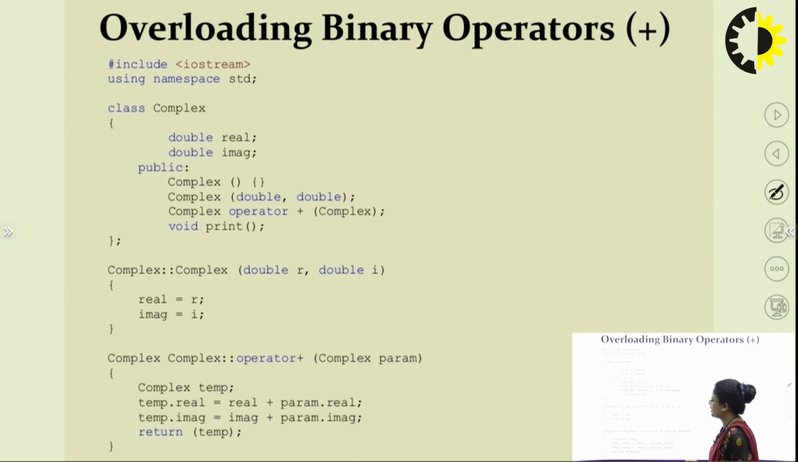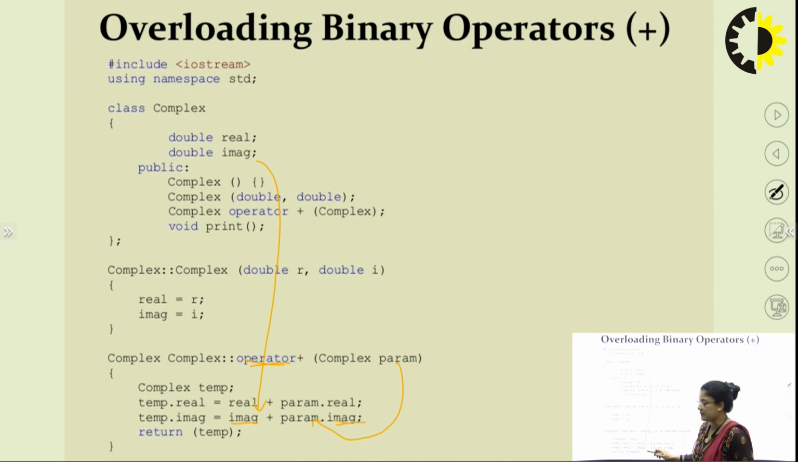The same thing happens with the imaginary part. We take the imaginary part of the class on which this operator is a member function. We also take the imaginary part of the object which is being passed to the operator function.